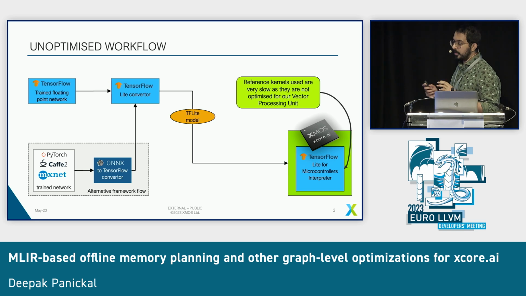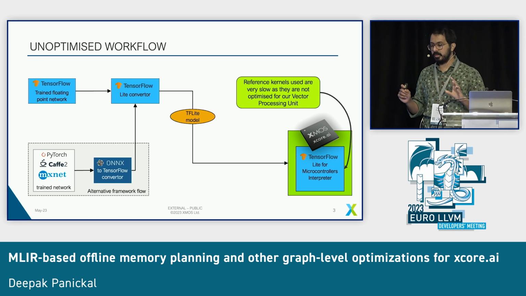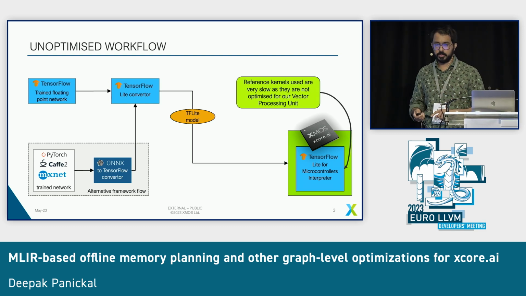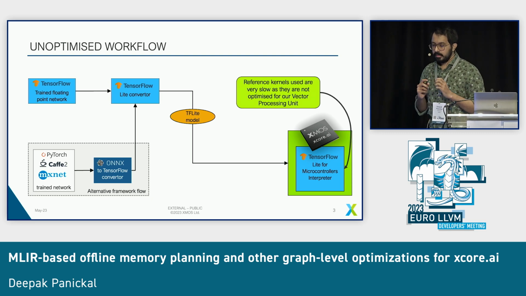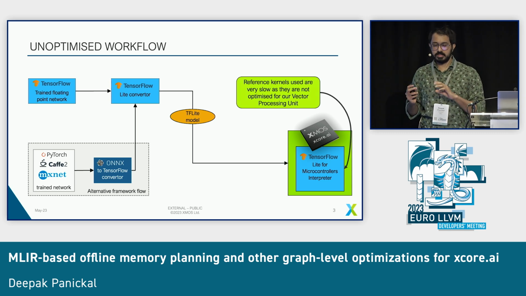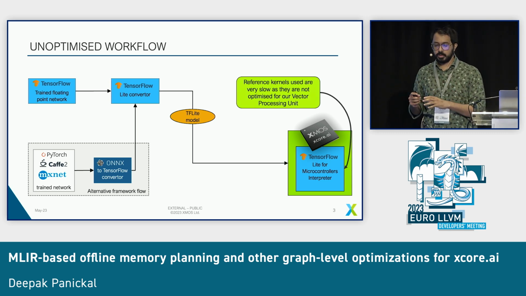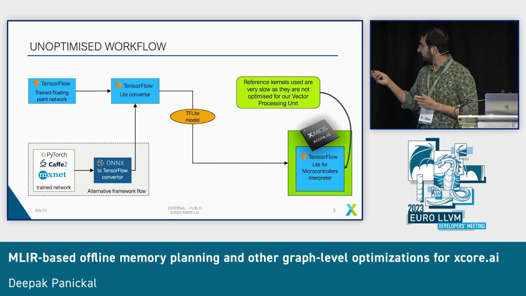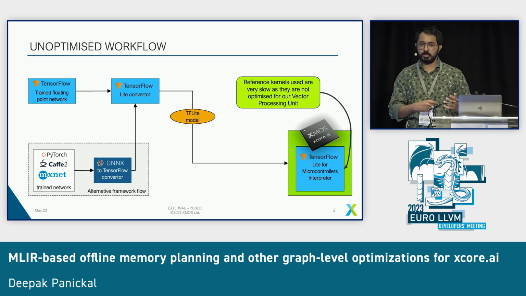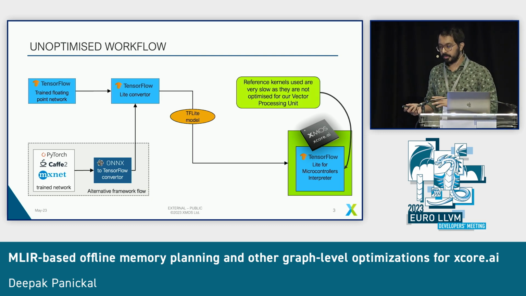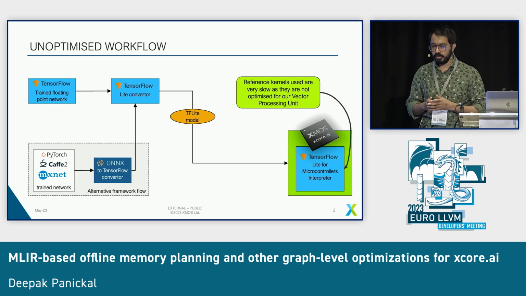All right, so first let me talk about the unoptimized workflow, right? The basic scenario. In this case, a machine learning researcher would use TensorFlow or PyTorch to design a model, and then that would go into a TensorFlow Lite converter, which is where it gets lowered to TensorFlow Lite, which is a subset of TensorFlow. And that TensorFlow Lite model can then be deployed on a TensorFlow Lite for Microcontrollers interpreter. Now this will work on our chip, but it will be very slow because we are using reference kernels, and they are not optimized for our vector unit that we have on the chip. So this is a very slow way of doing things.